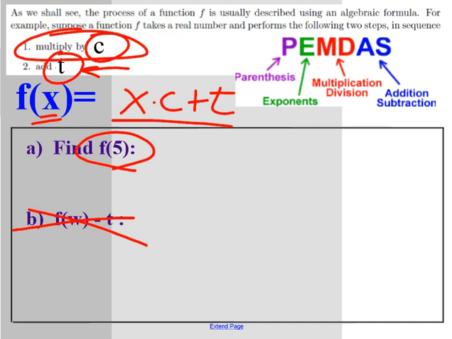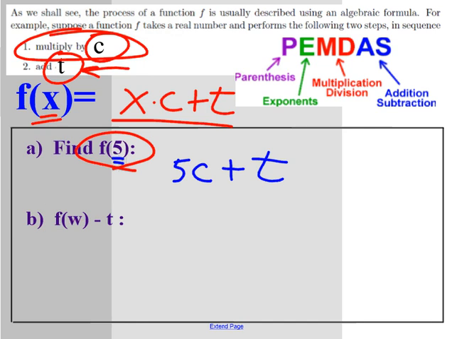What does it mean to find f of 5? That means stick 5 in. Where do you put the 5? Where the x is. So it's really 5c plus t. Raise your hand if you had 5c plus t. Awesome.